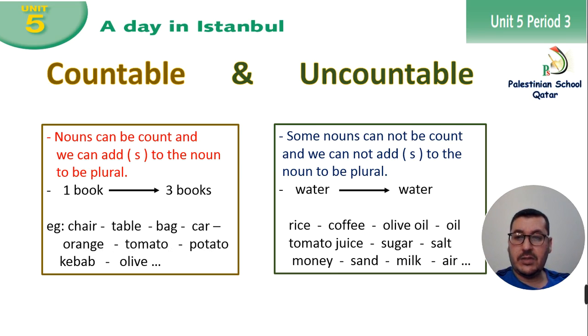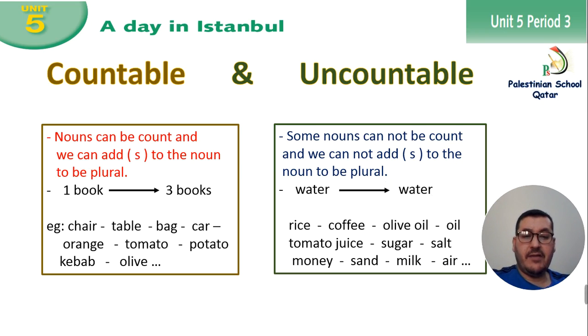of countable nouns. But when we come to uncountable nouns, some nouns cannot be counted. In this case, we cannot put an s on the noun to make it plural. For example, if I say water is a countable noun, I cannot change it to plural by saying waters, so it becomes water alone. I cannot put s in the plural.